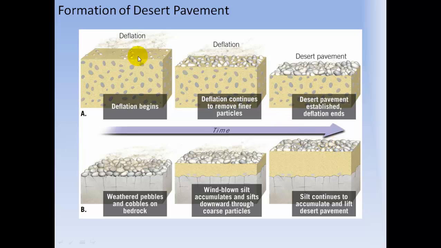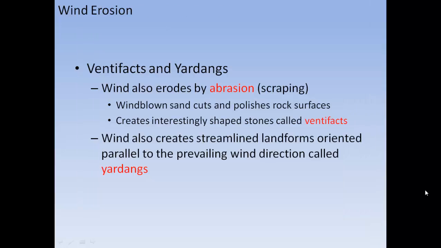So here, deflation is beginning as the wind is blowing the sand away. All the cobbles just remain, and they aggregate and form this pavement surface. Eventually all the sediment has been blown away, and then as more wind comes by, silt starts being deposited, and that sifts through the pebbles and raises the desert pavement bed.